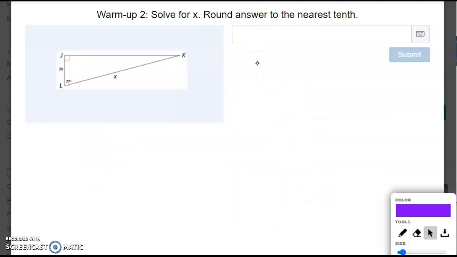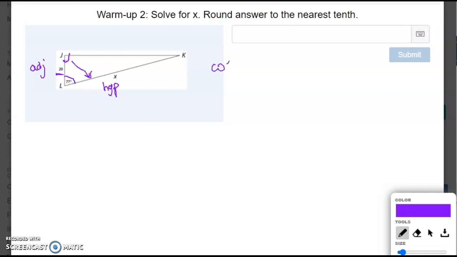Okay, let's do the next problem. Warm up 2. Solve for x, round answer to the nearest tenth. Again, the first thing I will do is identify my sides. This is my right angle, so that makes this side the hypotenuse. And here is my reference angle, and the side we're given, 20, is right next to it, so this becomes the adjacent. So which is the trig function that deals with hypotenuse and adjacent?